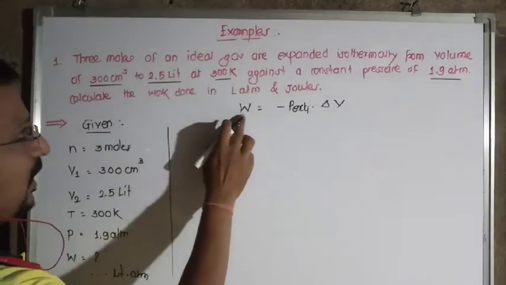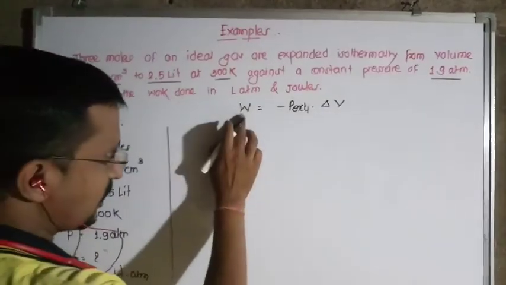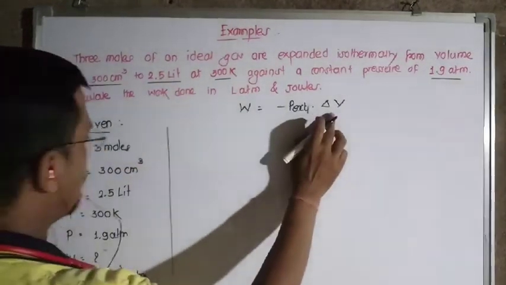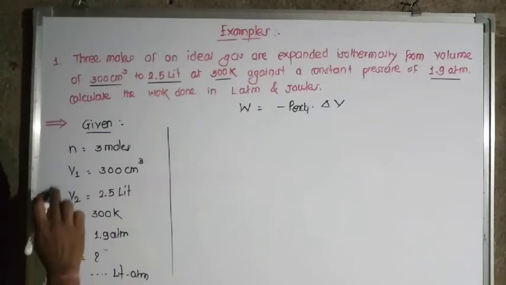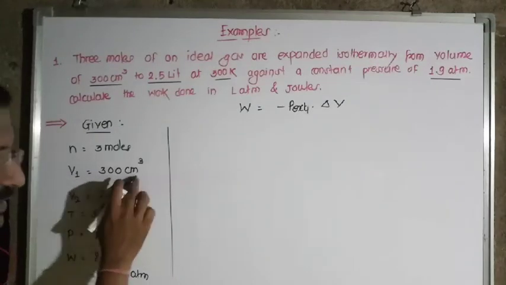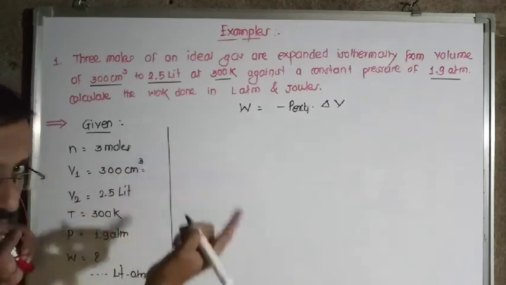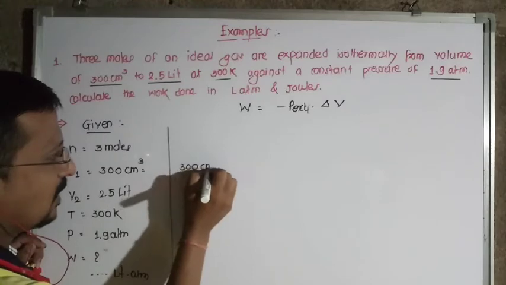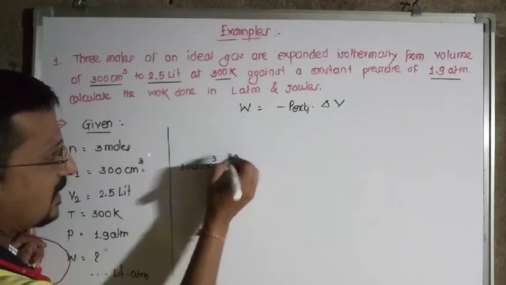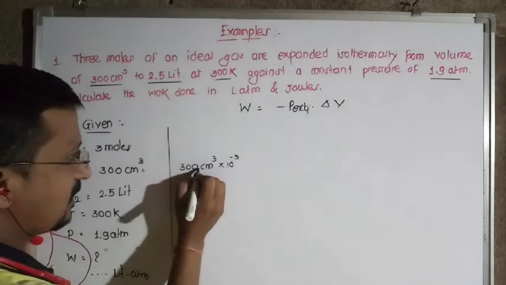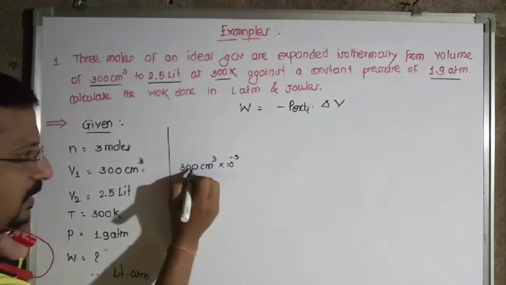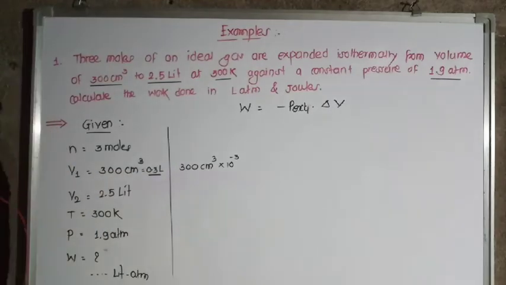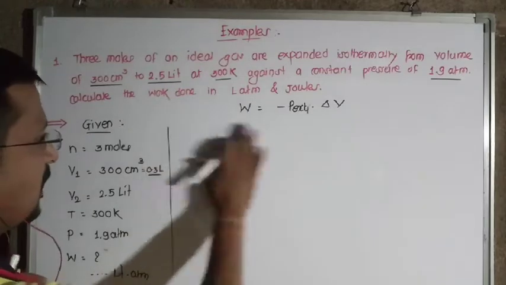Now here work is in liter atmosphere. So when work is obtained in liter atmosphere, the pressure must be in atmosphere, not a problem. Change in volume, delta V, must be in liter. But before conversion it is 300 cm cube. So convert this 300 cm cube into liter. It is multiplied by 10 raised to minus 3. So it is 0.3 liter. Okay, so we converted cm cube to 0.3 liter.